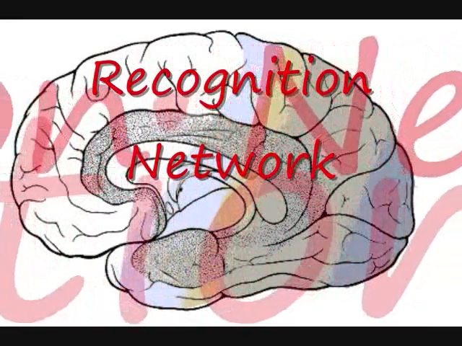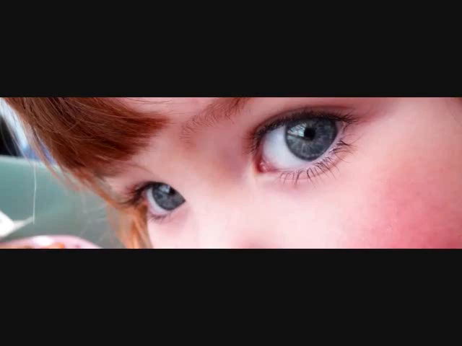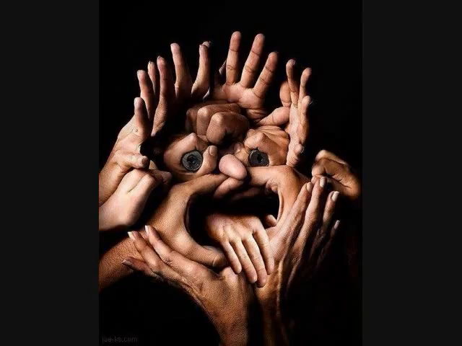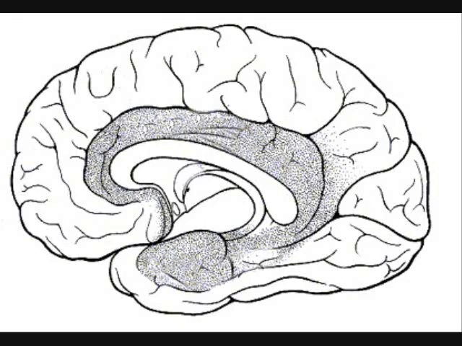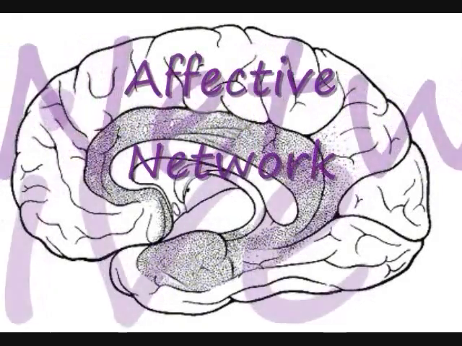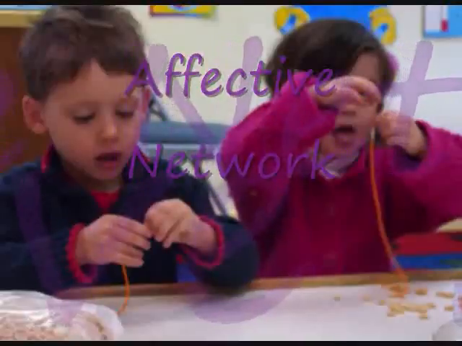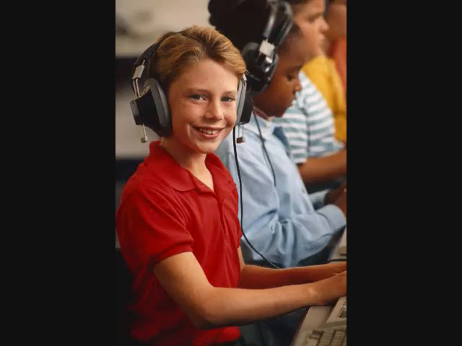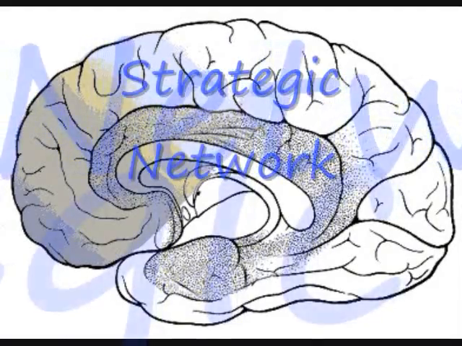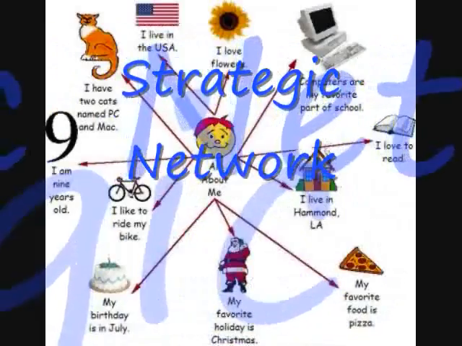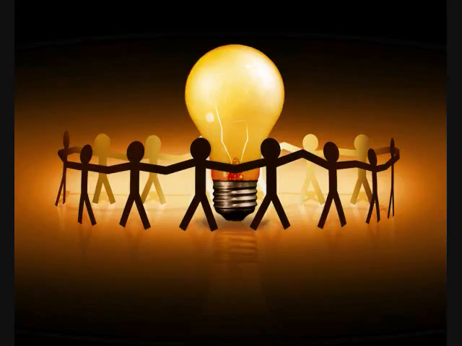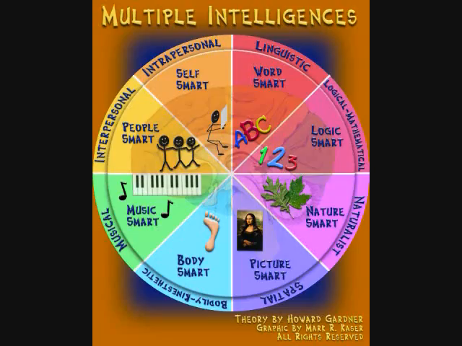The recognition network stores facts about everything we take in through our senses, everything we see, hear, touch, smell, and so on. It compiles these facts for later retrieval. The affective network gauges what we are motivated by and what engages us or interests us. The strategic network helps us to organize information and plan things out so that we can express our ideas effectively.